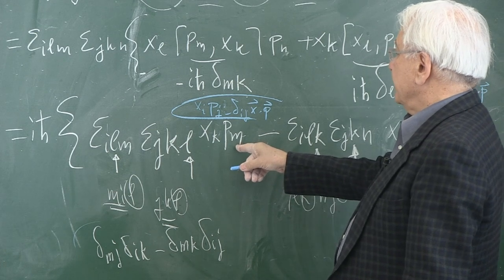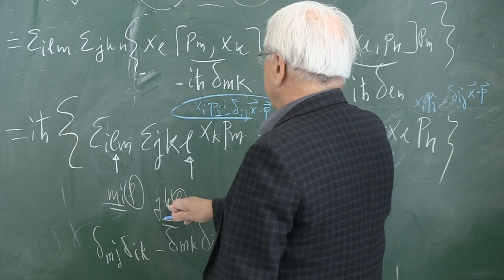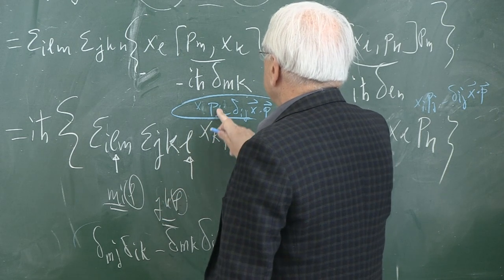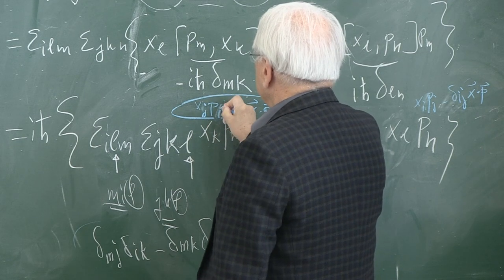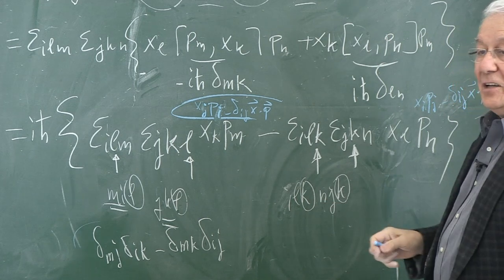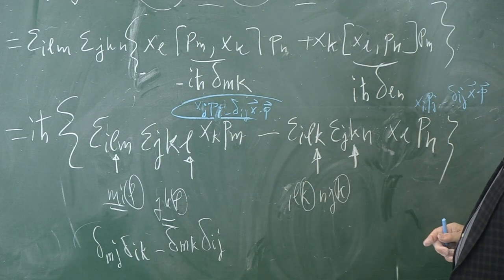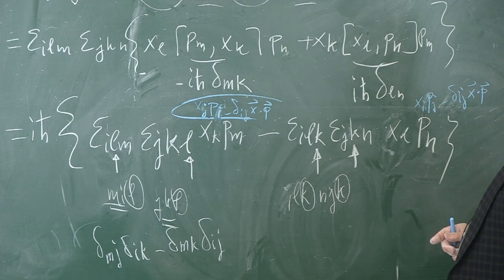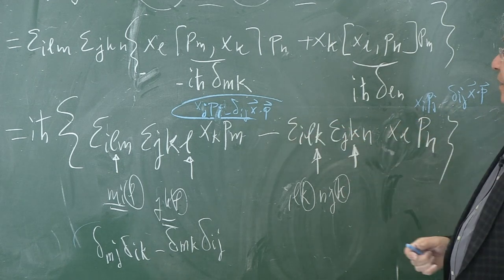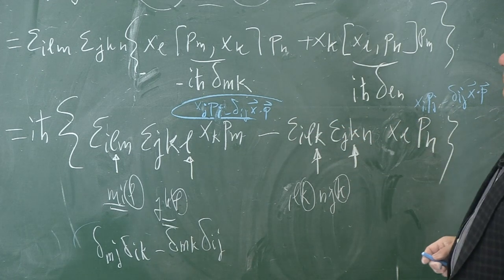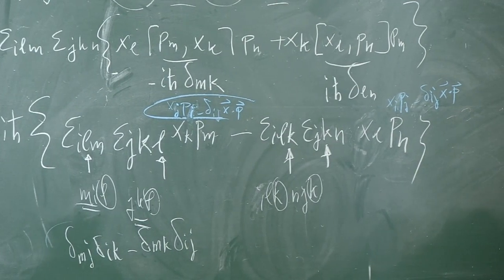M is I, J I, right? J K, J I, sorry. Correct this one, please, because I was getting zero. The first one is x_j p_i minus x_i p_j, times i h bar. The second cross terms cancel because they are the same. And what do we get then? I think I can erase here.